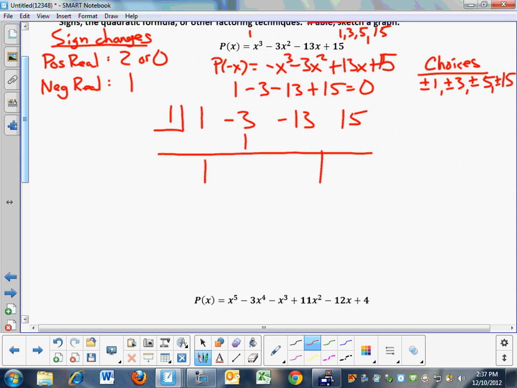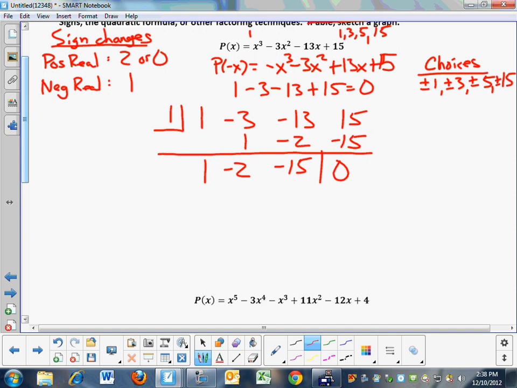Drop the 1, multiply. Look at my result. Is 1 an upper bound? No. 1 is not an upper bound. Why? Right. So would it be good of me to try, say, 3 or 5 or 15 after that? Well, sure. It's not an upper bound, so I need a bigger root. So 3, 5, or 15 very well might work.